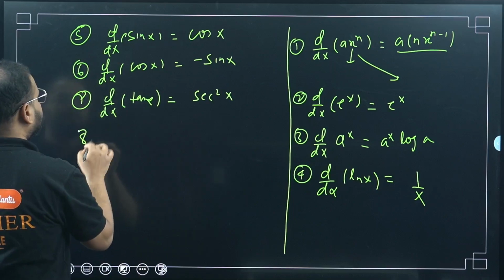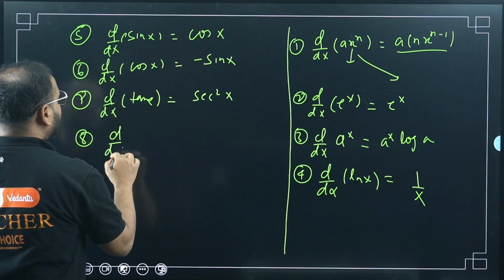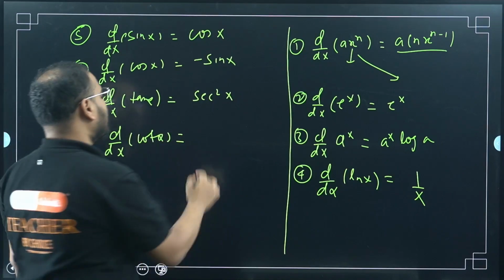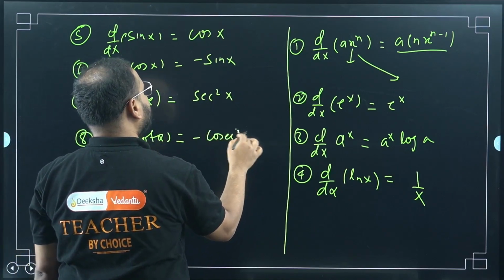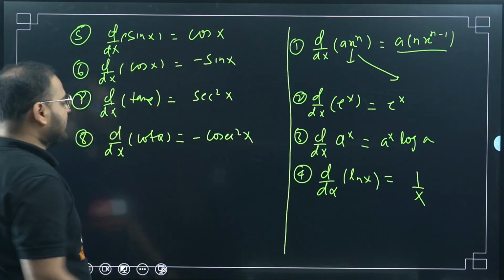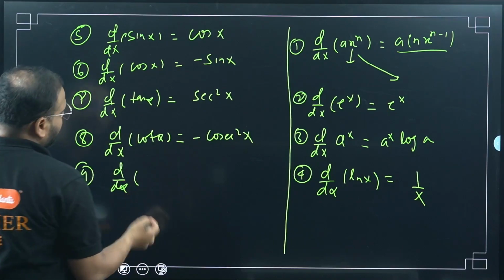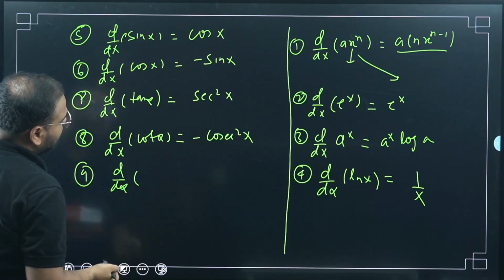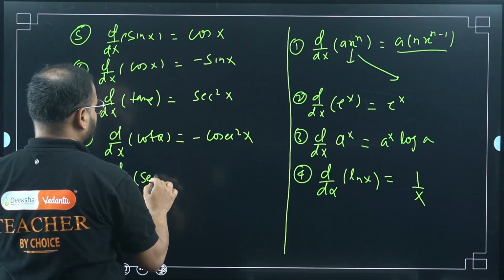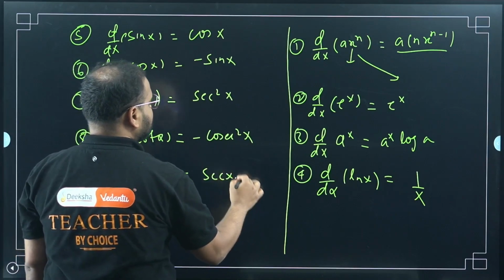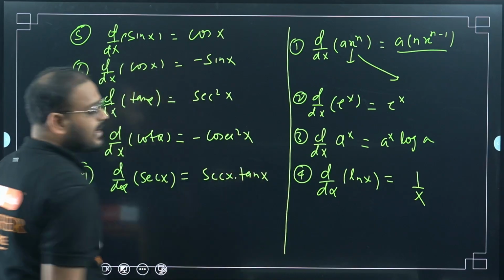What about the next one? D by dx of cot x will be minus cosecant square x. Ninth one, d by dx of, what is left? Sine, cos, tan, cot is done. We have sec x also. What is this going to be? Sec x tan x.